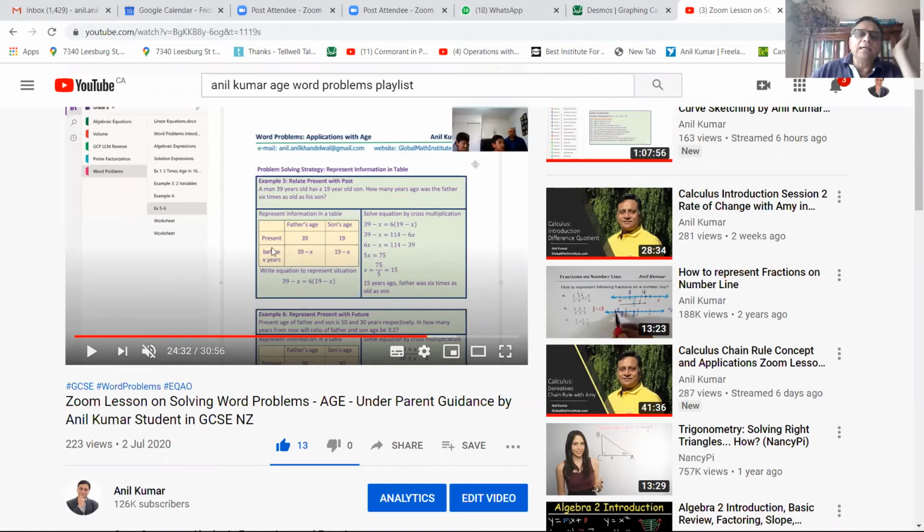So, X years ago, they were both minus X. But we are saying at that time, the father was 6 times as old, right? So we relate them, writing 39 minus X is 6 times 19 minus X. Do you see how simple it becomes by putting it in a table? Yes. Perfect.